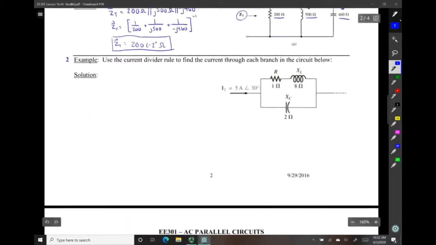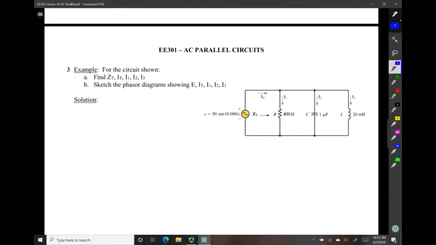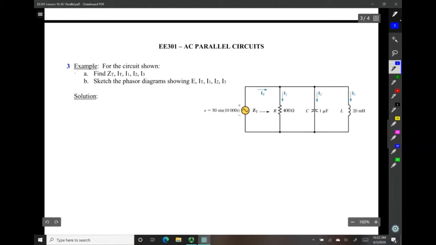And we'll do one more example. So coming down here to example 3. In this problem, it asks us to find the total impedance as well as all of the current values, and then sketch a phasor diagram showing the phasors for our voltage source as well as all of our currents.